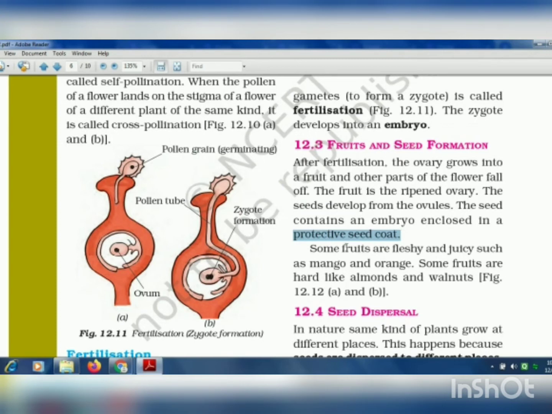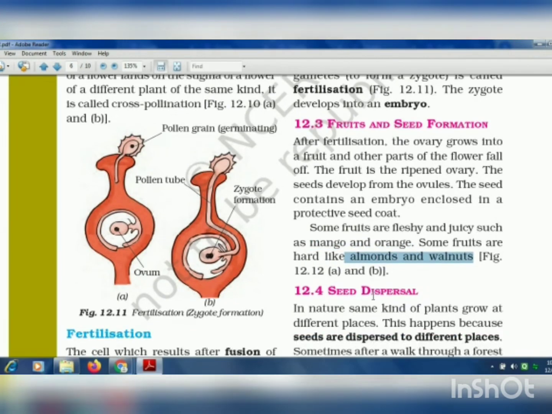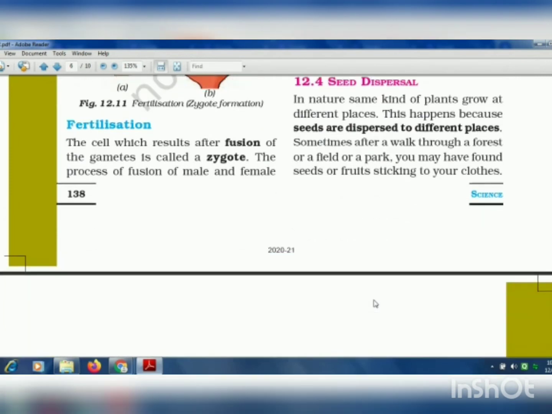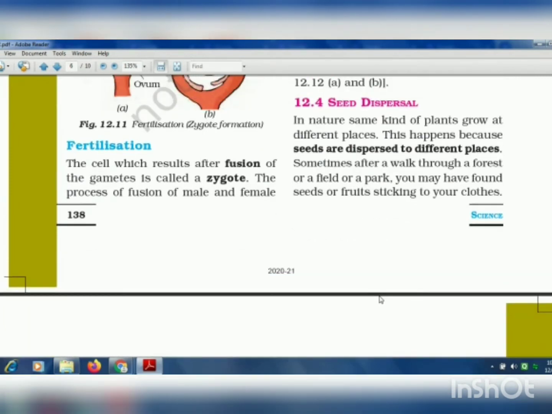Okay, some fruits are fleshy and juicy, such as mango and orange, and some fruits are hard, like almonds and walnuts. Okay, so here you have to remember that fleshy and juicy fruits are mango and orange, and hard fruits are almonds and walnuts. Okay, now the last topic in this chapter is seed dispersal.